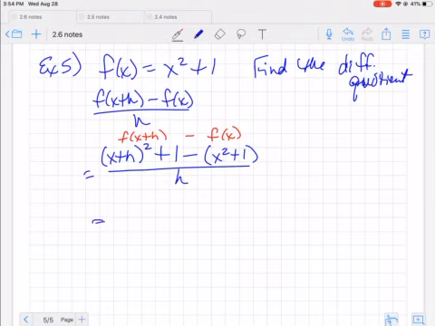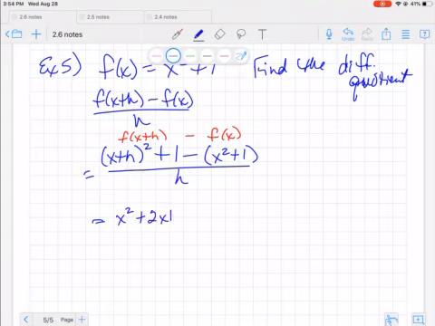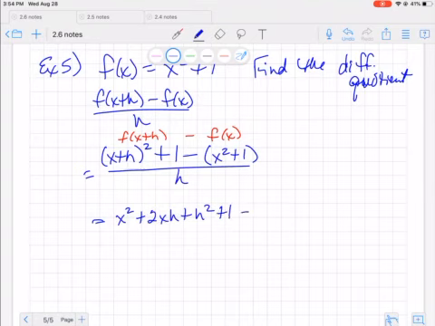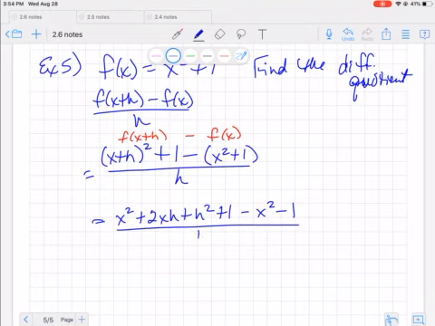So we're going to do the same thing right here. See how this is squared? We're going to square the first term, multiply the two terms together by 2, and then square the last term. x squared plus 2xh plus h squared. That's where we have x plus h squared gets us this trinomial. Then I add 1. Minus, and then distribute this negative sign to both terms. So we have negative x squared minus 1, all over h.